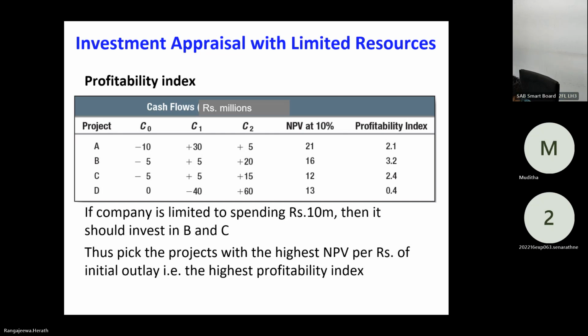This is basically how much NPV you get per 1 rupee you spend. Right? Profitability index is that. So project A, for 1 rupee you spend, you are getting 2 rupees and 10 cents NPV. Project B, for 1 rupee you spend, you are getting 3 rupees and 20 cents. Project C, for 1 rupee you spend, 2 rupees and 40 cents. You can rank. Then with the capital restriction, you can determine which project to be selected.